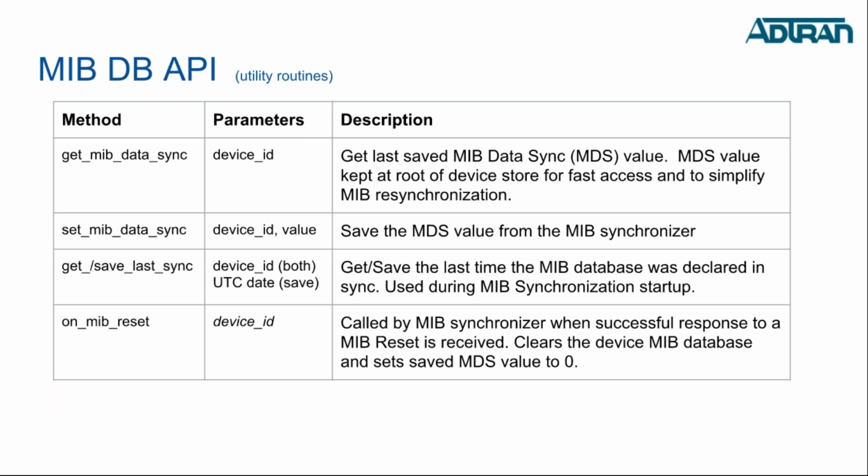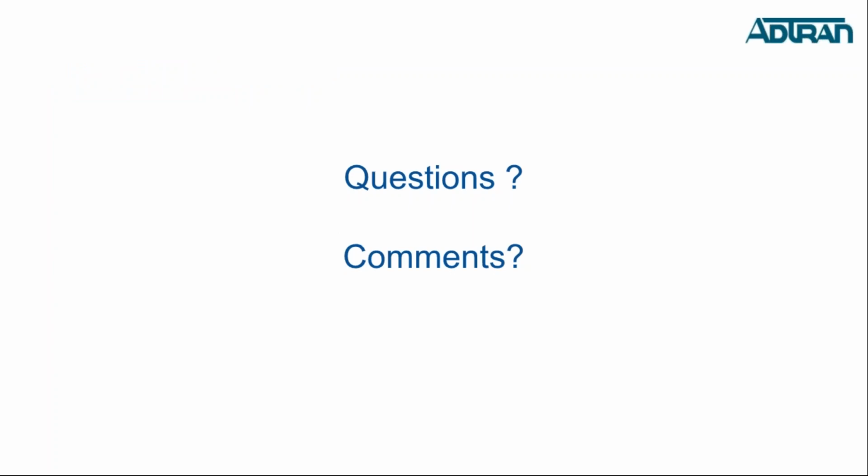At the base level of the MIB database and the API, I also want to be able to keep track of a few small items. One is the current MIB data sync value, to be able to get and set that so that we do not actually need to know this during the synchronization steps. And also you need to know if the database has ever been in sync, so you know how to initiate initial MIB synchronization. And then of course it monitors for running. And that's pretty much the whole thing.